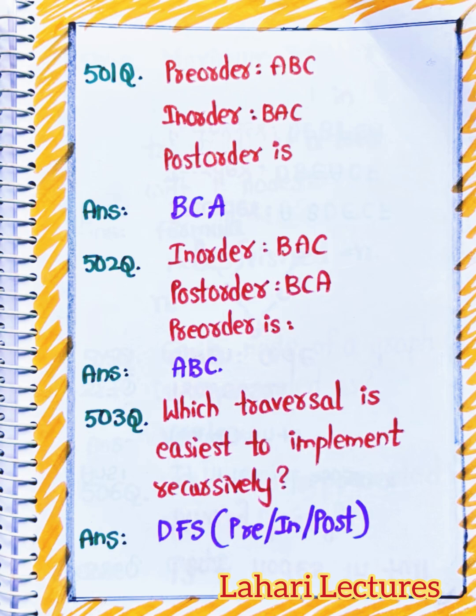Let's watch. First question, pre-order ABC, in order BAC, post order is BCA. Next question, in order BAC, post order BCA, pre-order is ABC. Next question, which traversal is easiest to implement recursively? DFS, pre-order, in order, post order.